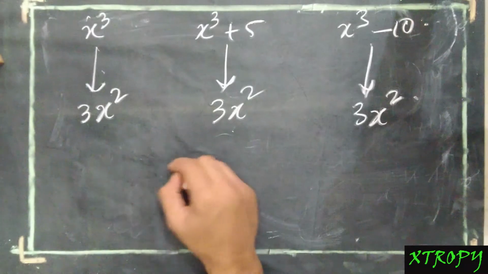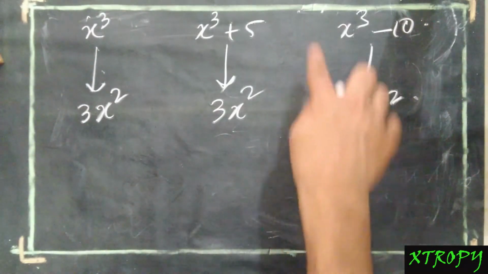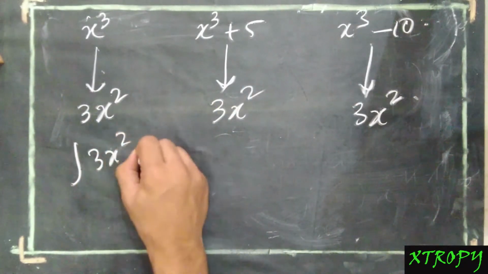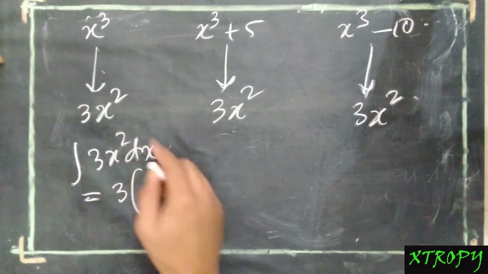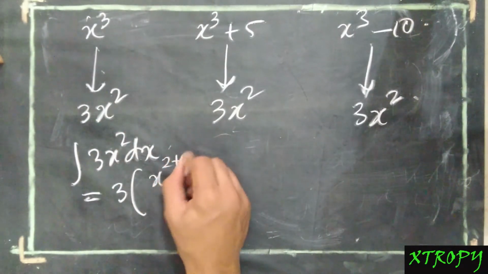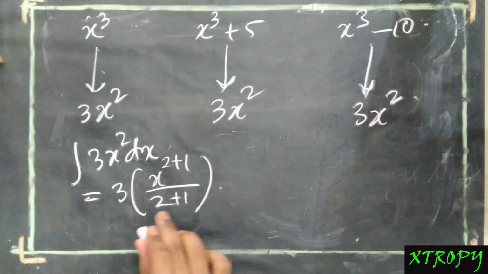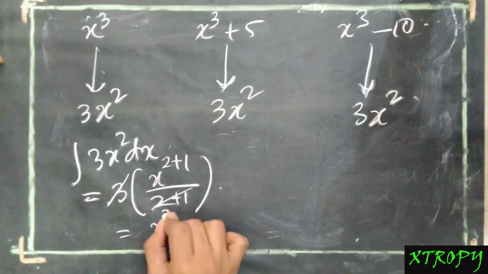So now if you follow the formula of the power rule and integrate 3x square, then you must get back the original function, right? So let us integrate 3x square with respect to x. So 3 into x power 2 will become x to the power 2 plus 1 by 2 plus 1. This 2 plus 1 is 3, and this is 3. So this becomes x cube.